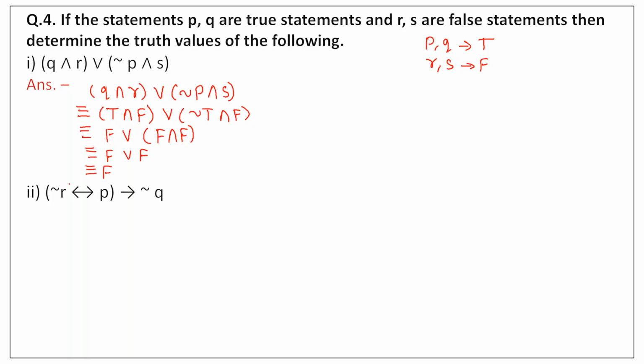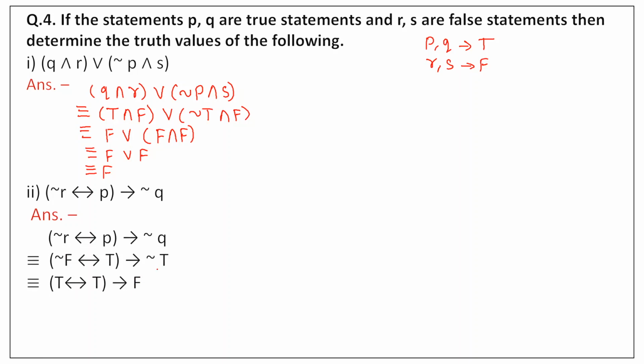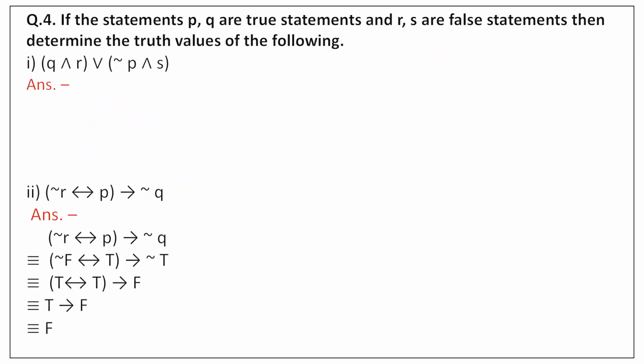Same for the second question. R is F, so we write F, P as T and Q as T. And we take negation of F, which is T, negation of T as F, and we get T implies F, which is F. Okay, so these are very simple examples.